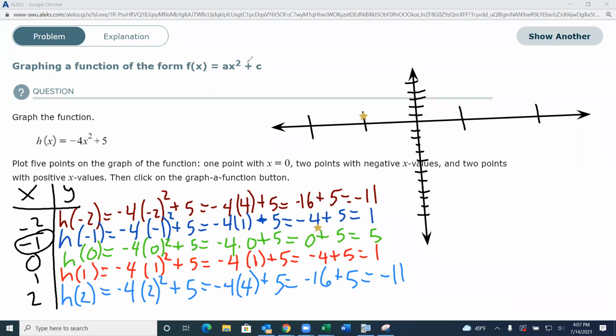All right. The next point is going to be 0, 5. And so that'll be right about there. Let me get that just a little better. There, that's a little better. Okay. And the next point is 1, 1. So that'll be about right there. And the last point is 2, -11, which will be about right there.